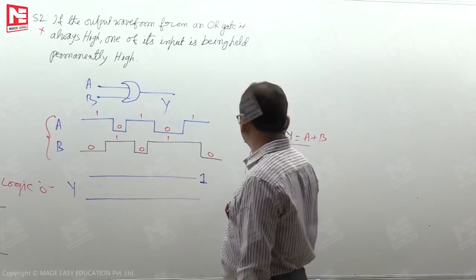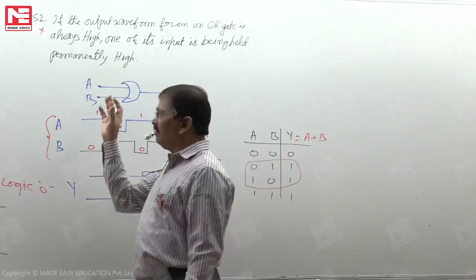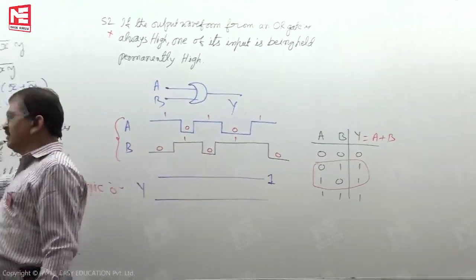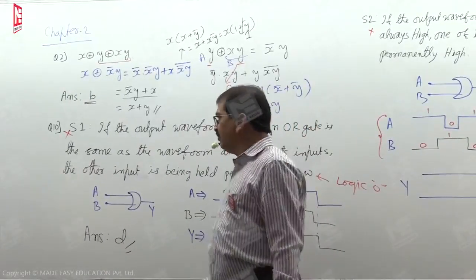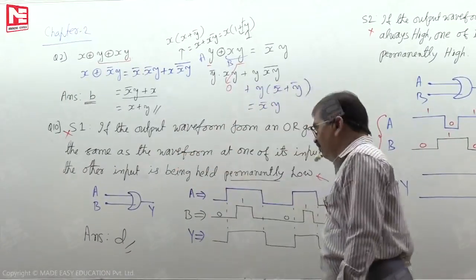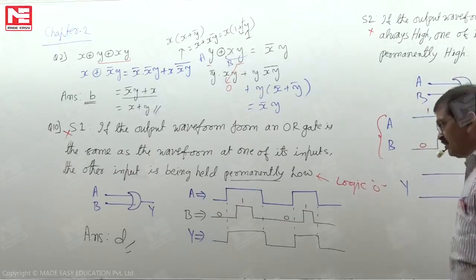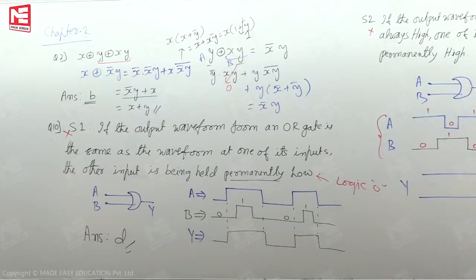So like this also we can see. But better to read statement 1 with such a waveform. It gives more clarity. Statement 1 is: if the output waveform of an OR gate is the same as one of its inputs, the other input is being held permanently low. So better try to look at the reasoning for statement 1 with such a waveform. As far as statement S2 is concerned, you can read directly from this truth table also.